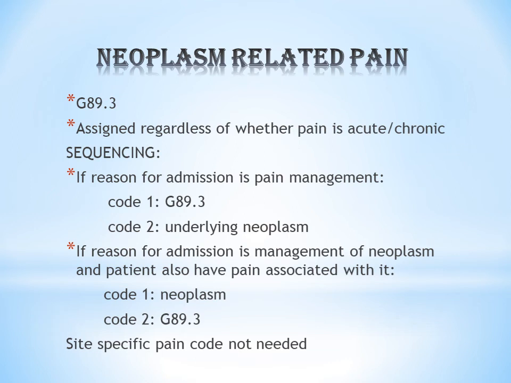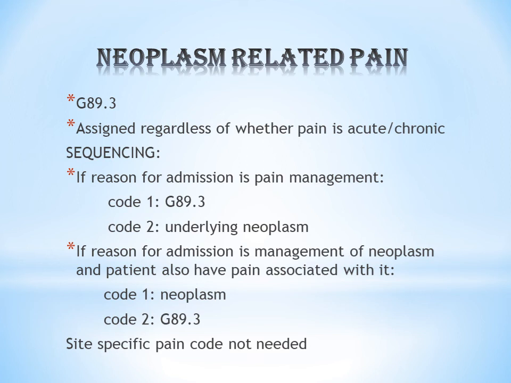Then next one, sequencing. If the reason for admission is pain management, that is, the patient has a neoplasm, the patient has pain related to the neoplasm, and the patient is currently admitted to hospital for pain management due to the neoplasm, then how should you code? As the reason for admission is pain management, always code G89.3 first, and secondly code the underlying neoplasm. The reason for admission is pain management, so first is the G89 code, then the underlying neoplasm code.